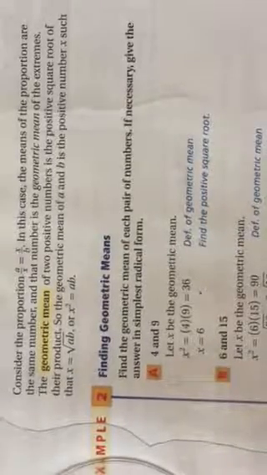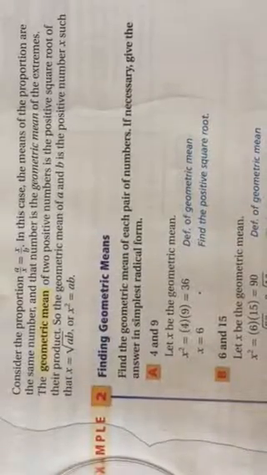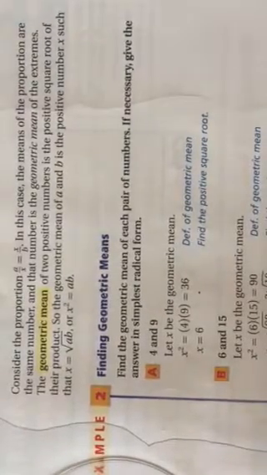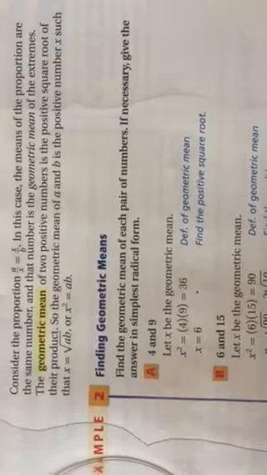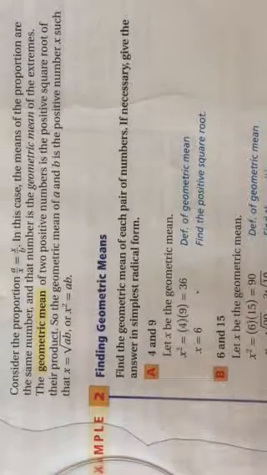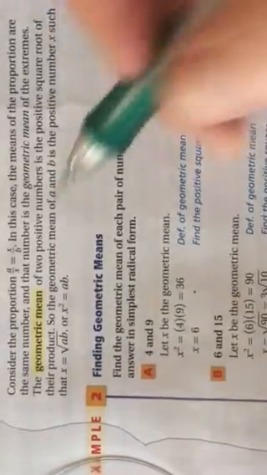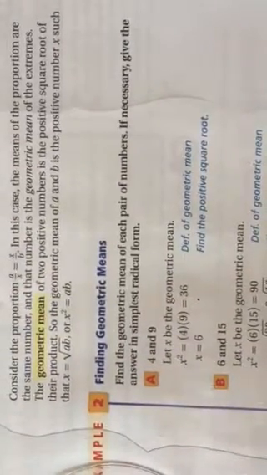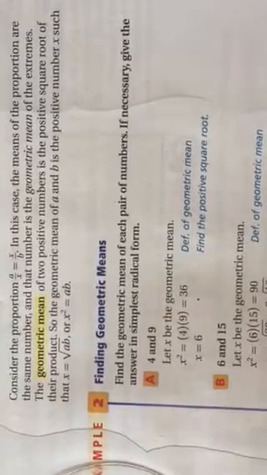This is video 3, and I am at the top of page 519, and we are looking at the paragraph at the top. Consider the proportion A over X equals X over B. Now we could say that as A is to X as X is to B. Consider that proportion. In this case, the means of the proportion are the same number, and that number is the geometric mean of the extremes.